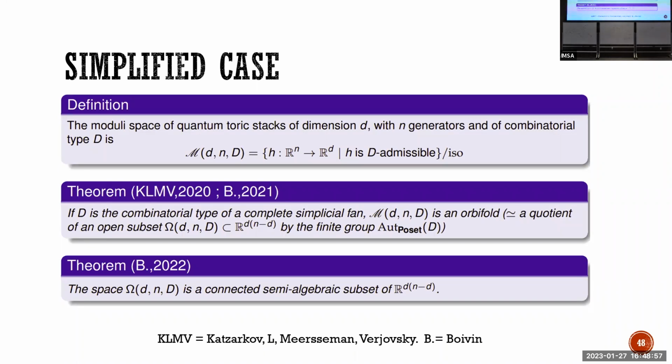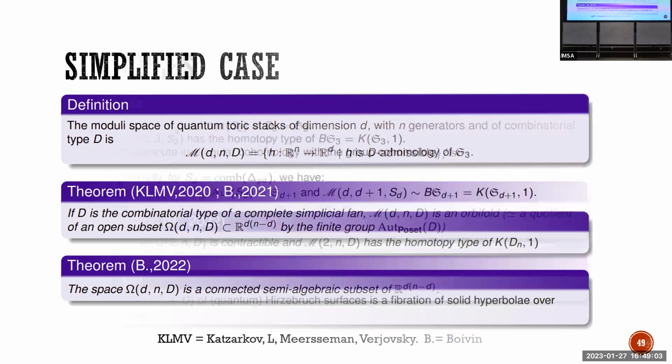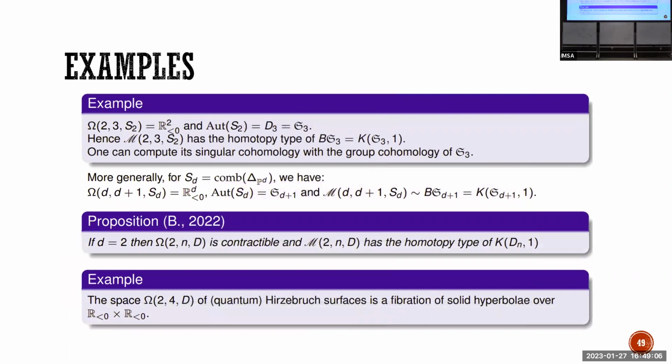Well, I already said this, it is a connected semi-algebraic subset, and a very delicate one at that. And more interestingly, we get some examples: you can get BK's S3,1 and KDN,1. You can get arbitrarily complicated groups, and you can study these moduli spaces. So the problem of computing the moduli space in general is the problem of computing groups of homology and so on.